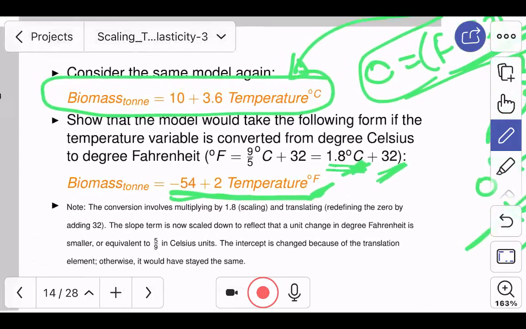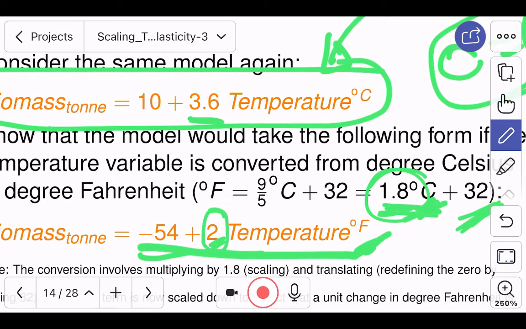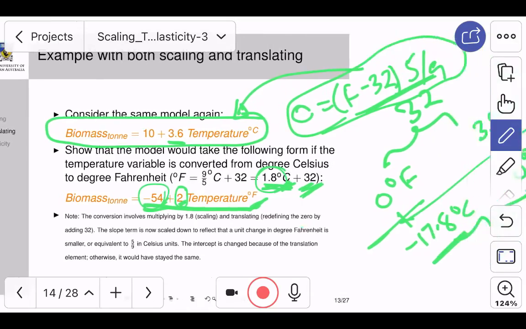So because we are doing scaling, our slope goes down to 2. Why is that? Because a tick or a unit change in degree centigrade is equivalent to 1.8 times a unit change in degree Fahrenheit. So that's why this is going down. And of course, because we are translating, we have a different intercept. So this is easy to see.